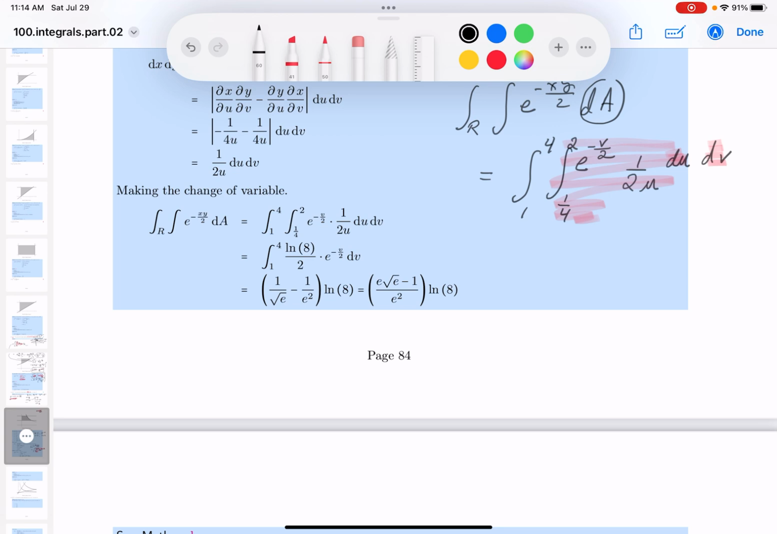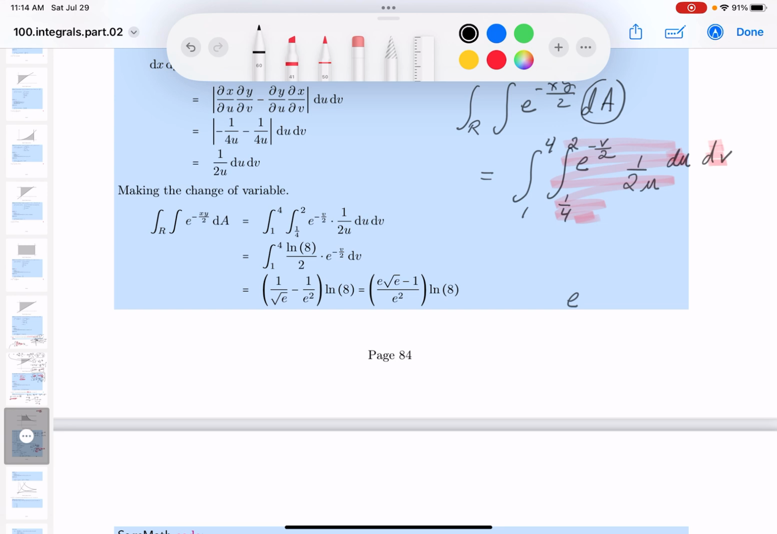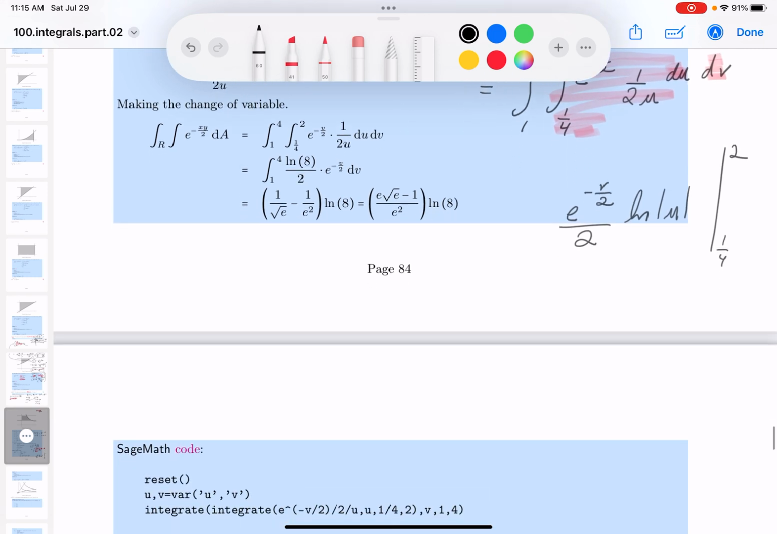You'd get e to the minus v over 2. The 2 would come out. You'd be left with 1 over u. What's 1 over u when you anti-differentiate? It's the natural log of the absolute value of u. The limits of integration of that are going to go from 1/4 up to 2. And I need to evaluate that now.